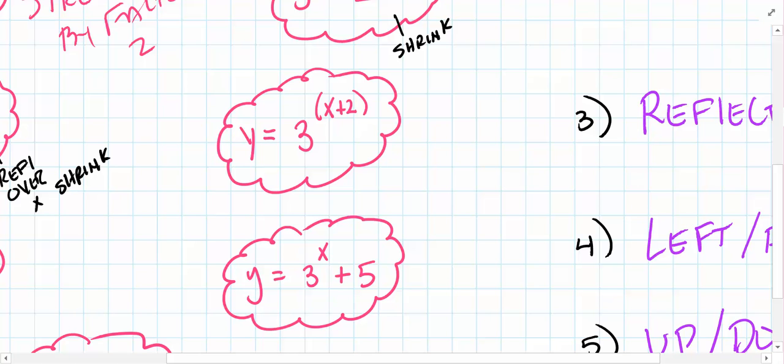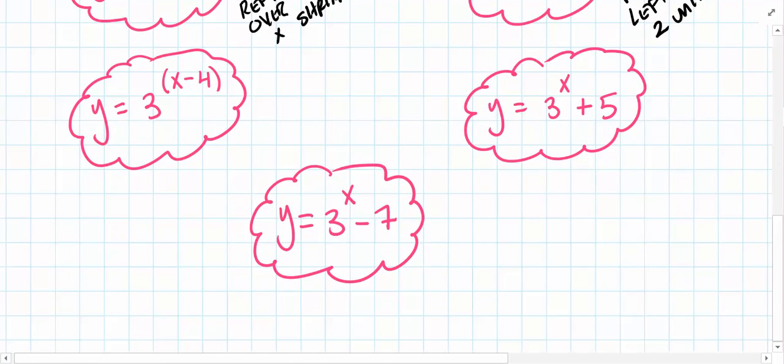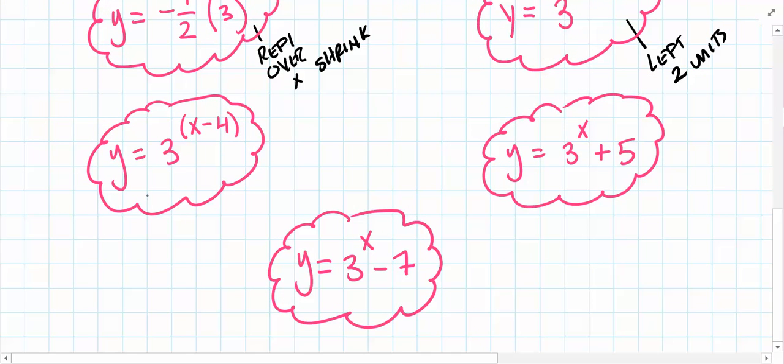Yeah, this is going to move to the left. How many units? 2 units. Very good. What about this one over here? 3 to the x minus 4. To the right 4. To the right. Very good. Right, 4 units.